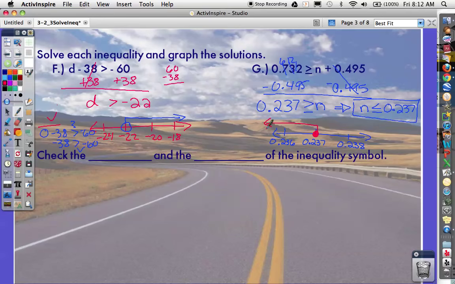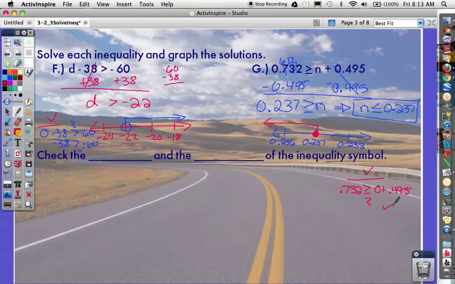Okay? Quick check step. What's an easy number to try? I would try 0 again. You can try 0, or try -2 or something like that, but I'm going to do 0. So 732, is that greater than or equal to 0 plus 0.495? Yes, it is. Okay? You can show more lines in your check step if you want.